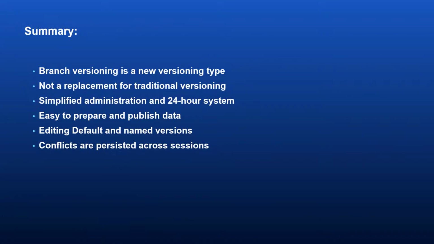We're almost at the end here, so I wanted to quickly summarize some of the items we've discussed today. Number 1, branch versioning is a new versioning type that takes advantage of the services architecture and leverages the power of REST. It's not a replacement for traditional versioning, but it does offer new capabilities to work with version data in a services architecture. Evaluate your workflows to see if branch versioning is right for you.